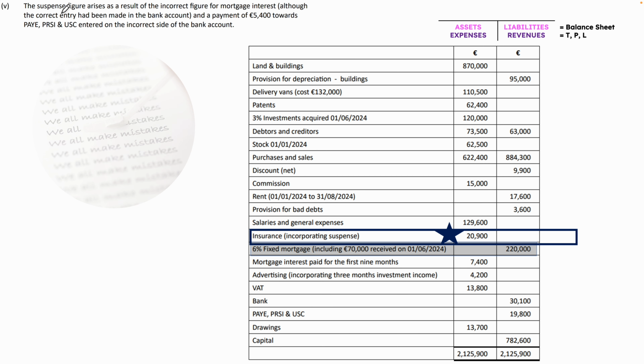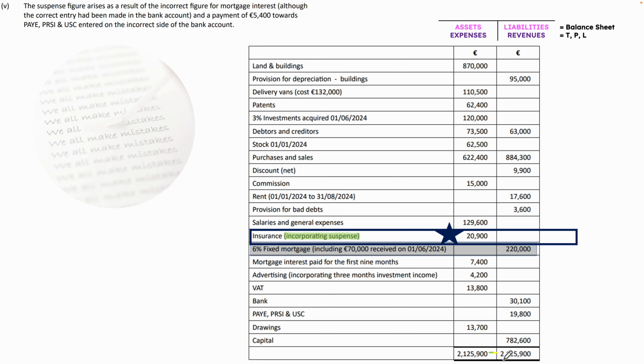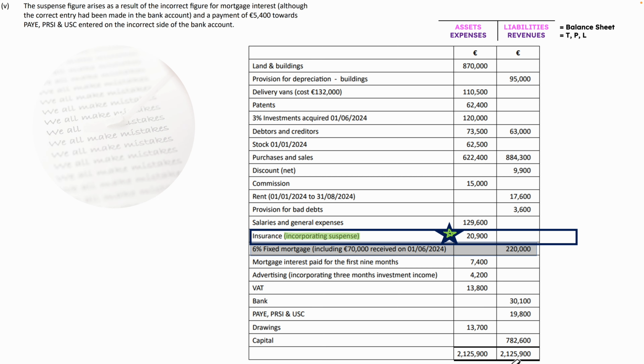So the suspense figure is basically, where did they shove the mistake? The bookkeeper made a mistake earlier on and the trial balance did not equal. And so what the bookkeeper did then to try and get it to balance, they just shoved the mistake into the insurance account. So what we have to do, we have to correct the mistakes, and then we will have the correct insurance figure, and then we'll have no mistakes.